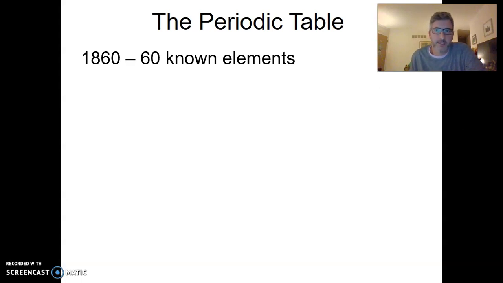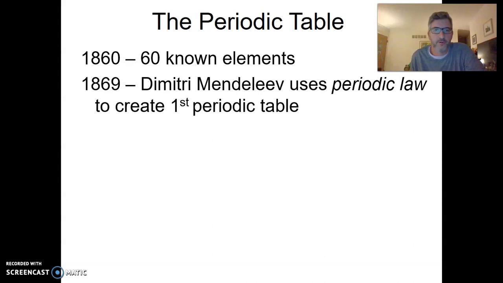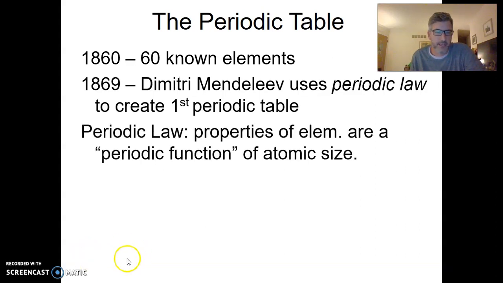And that's exactly what chemists did for about 9 years until 1869, when the first one to successfully figure out the patterns within the periodic table, or to develop a periodic table, Dmitri Mendeleev came along and used what's called periodic law to create his periodic table.